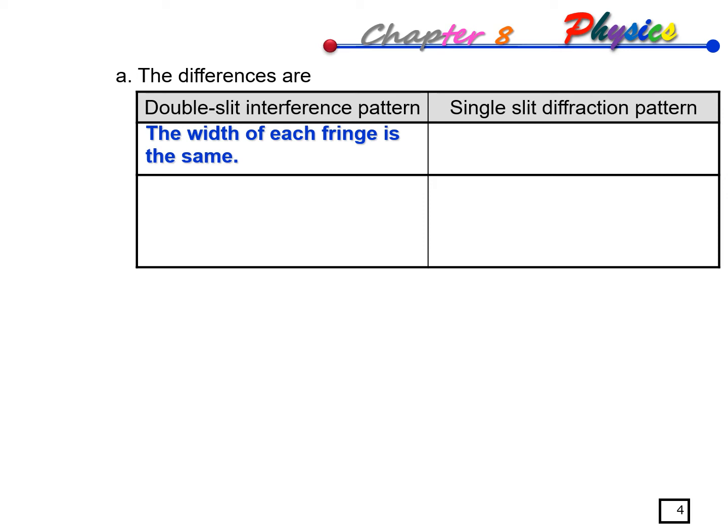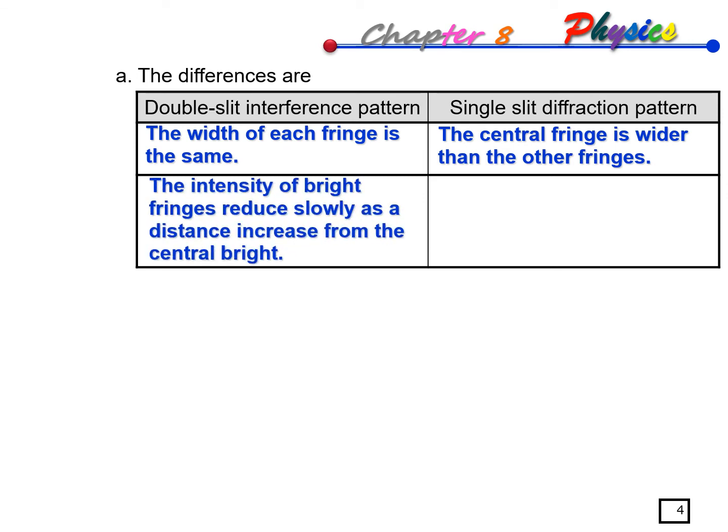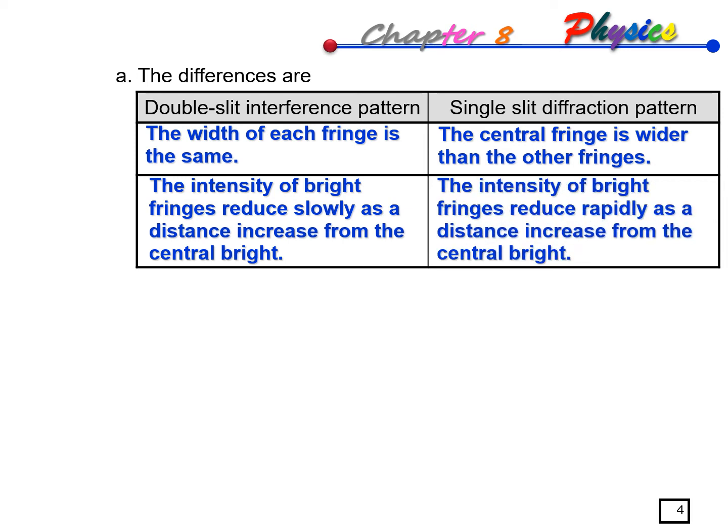For the single slit pattern, the central fringe will be wider compared to the other fringes, which all have the same width. And for double slit, the intensity of the bright fringes reduces slowly as the distance increases from the central bright, whereas for single slit, the intensity of the bright fringes reduces rapidly as the distance increases from the central bright.